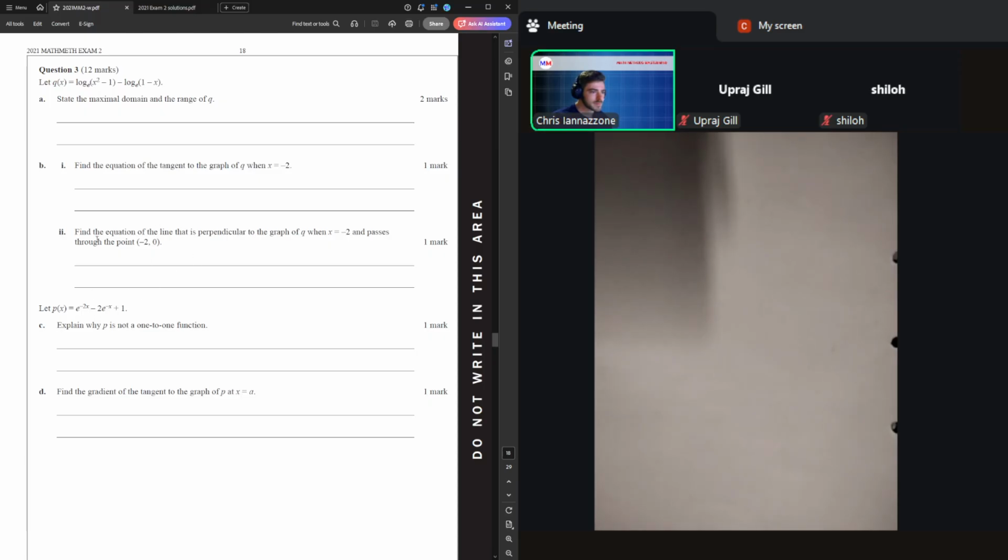Anyway, same thing as last time. New function, p of x. Why is it not 1-to-1?